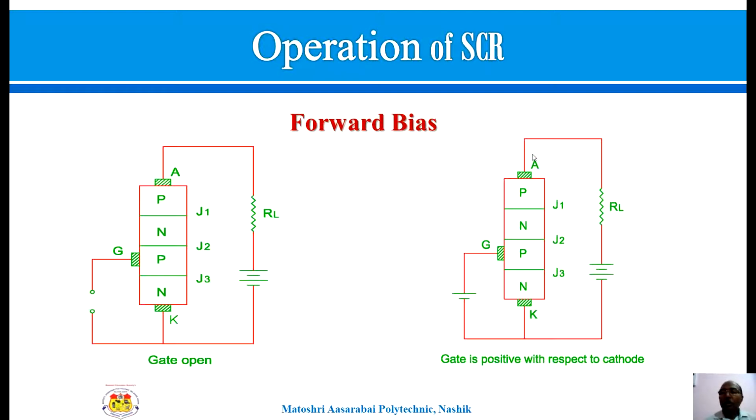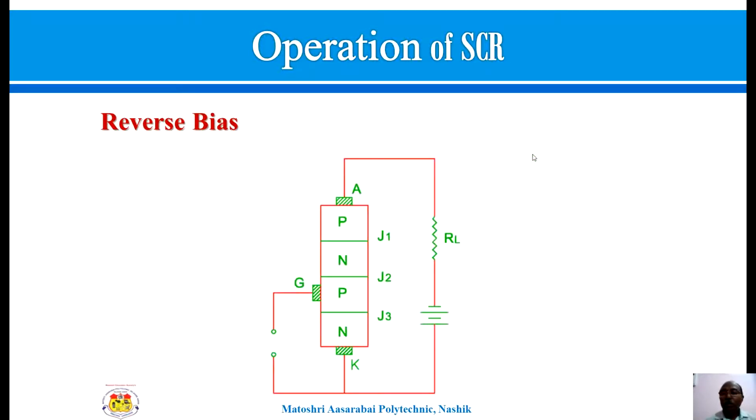This gate is close to the cathode, so this is called a cathode gate. Here you can see that the positive terminal of the battery is connected to the gate and the negative terminal is connected to the cathode. This gate supply is connected in forward bias condition.